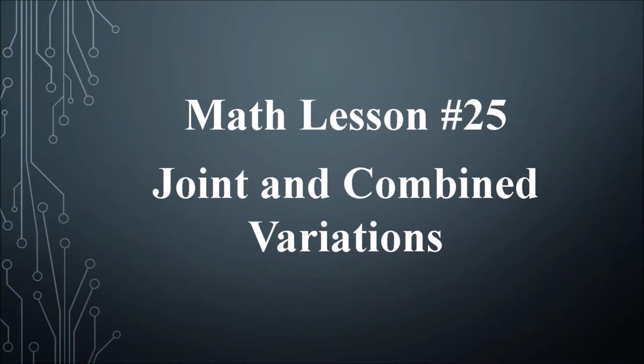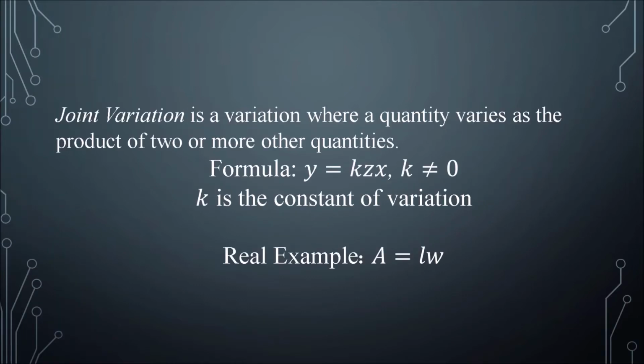Math lesson number 25. Joint and combined variations. Joint variation is a variation where a quantity varies as the product of two or more other quantities. So the formula is y is equal to kxz, wherein k must not be equal to 0. K is the constant of variation.